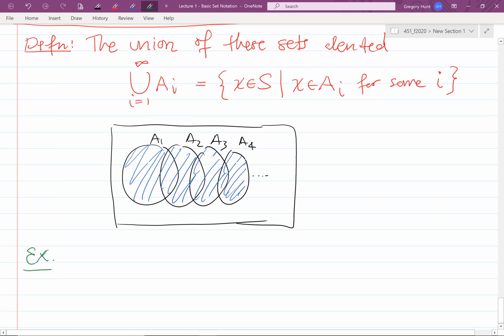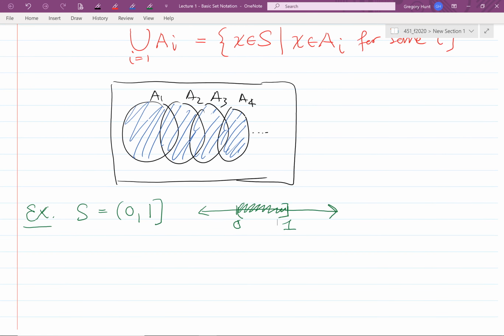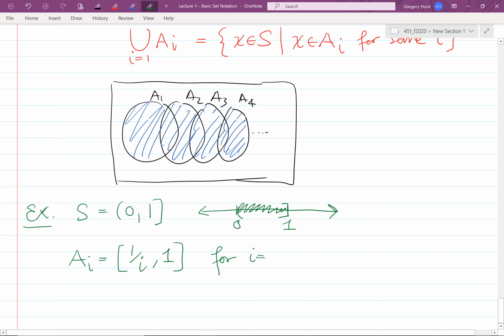Let's look at an example. This might be illustrative. So our universe of sets is going to be the half-open interval from 0 to 1. So if I have my number line here going from 0 to 1, it's a set that doesn't include 0, but does include everything up to and including 1. Okay. And I'm going to define A sub i to be the closed interval from 1 over i to 1, including 1 over i and 1. And I'm going to define this for each i = 1, 2, 3, etc.